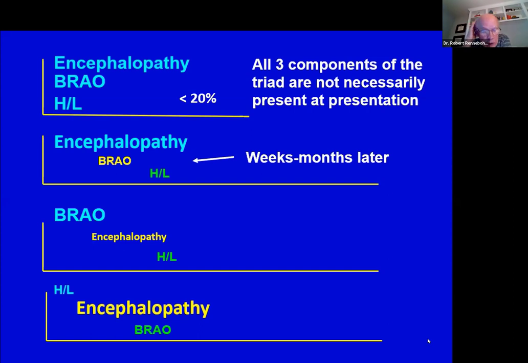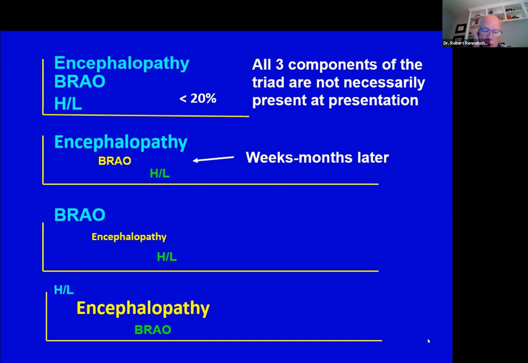For example, some patients present only with the encephalopathy, followed weeks later by BRAO, and even after that, the hearing loss. Other patients present with isolated BRAO and no encephalopathy or hearing loss at that time, but with the encephalopathy and hearing loss developing later. And other patients present with isolated hearing loss, with the other 2 components appearing later. Notice also that in a given patient, the severity of each component is not necessarily equal.